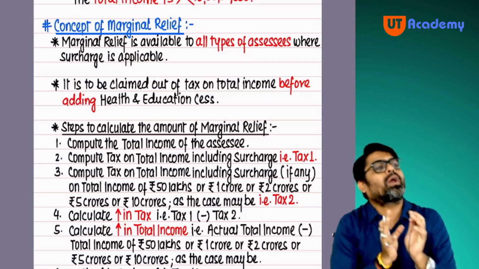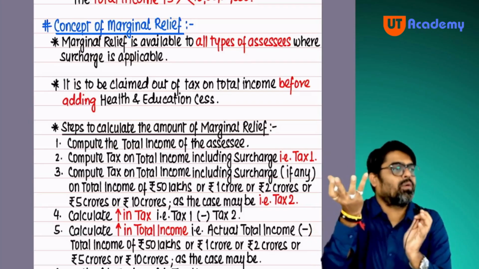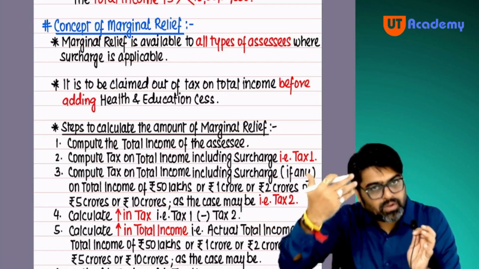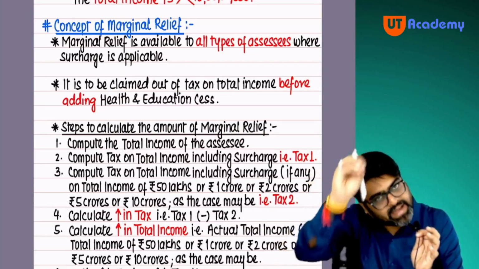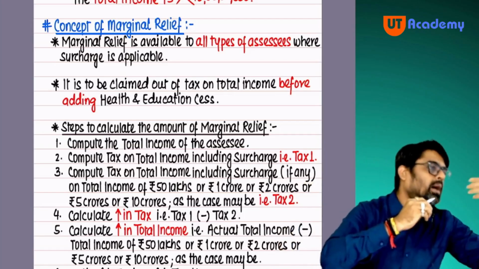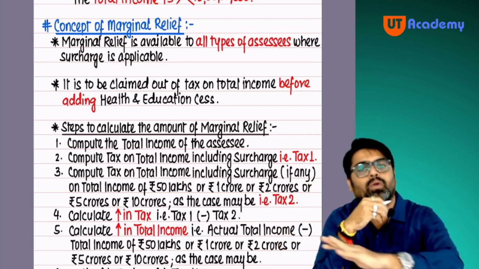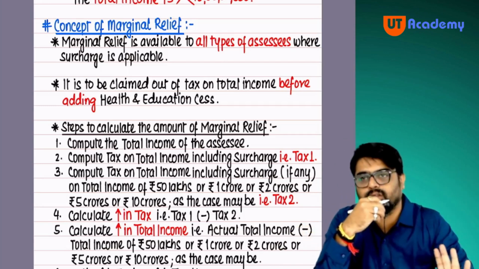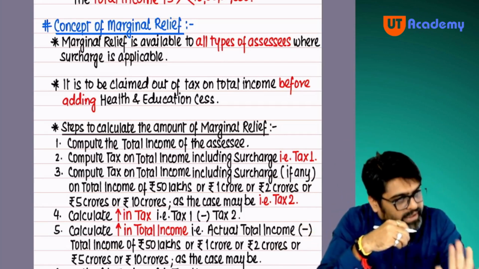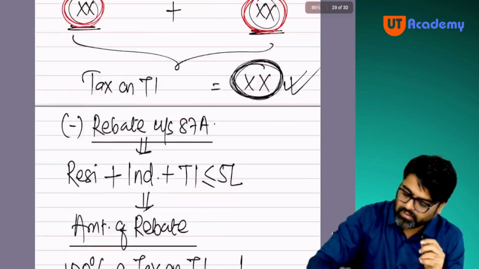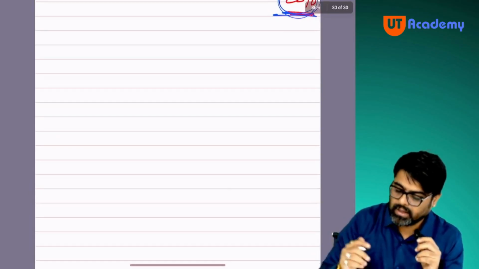But for example, I will take one assessee. The calculations which I will be doing for that assessee, exactly the same type of calculation will happen for other assessees also. Yes or no? Because this concept of marginal relief is available to all types of assessees. Right, sir? Now see, these are the steps.